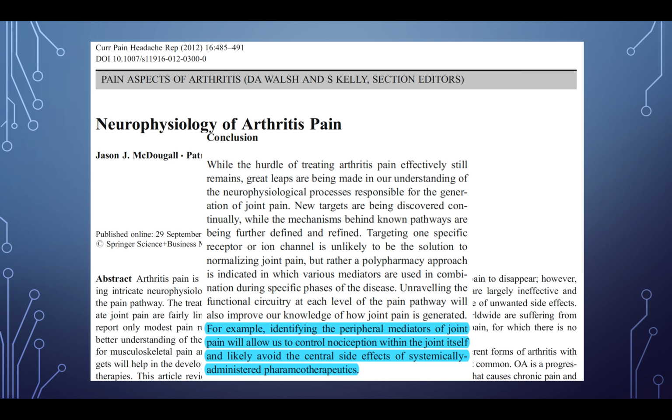Really taking the time to understand where the pain came from, how the pain is affecting their life, what changes may have happened in the brain, what levels of dysfunction in the nervous system are acting up. Is it more peripheral? Is it more central? Then you can really make some positive changes in these patients' lives. So lastly, just to wrap it up, identifying the peripheral mediators of joint pain will allow us to control nociception within the joint itself and likely avoid the central side effects of systemically altered pharmacotherapeutics, which is huge.